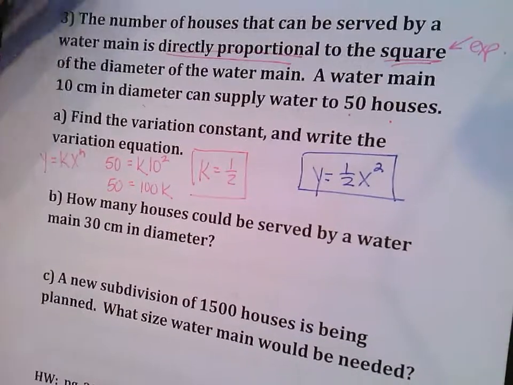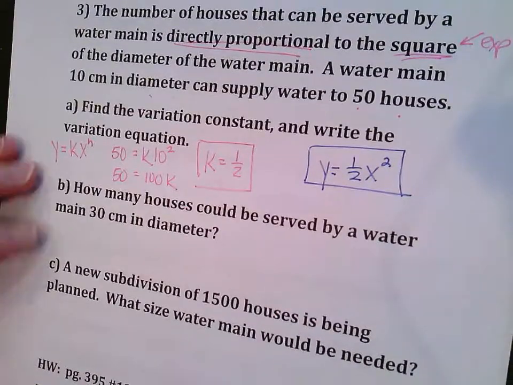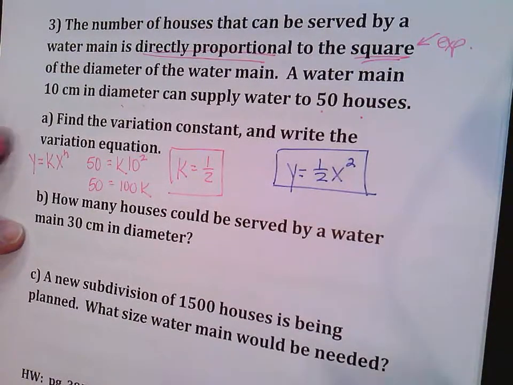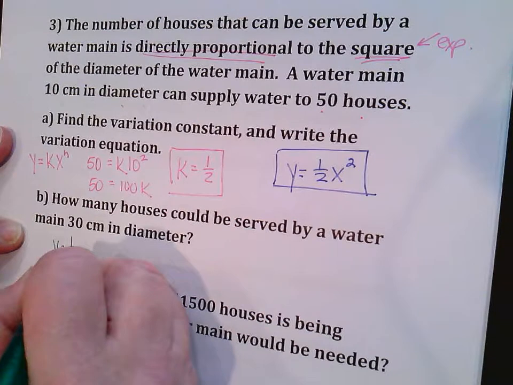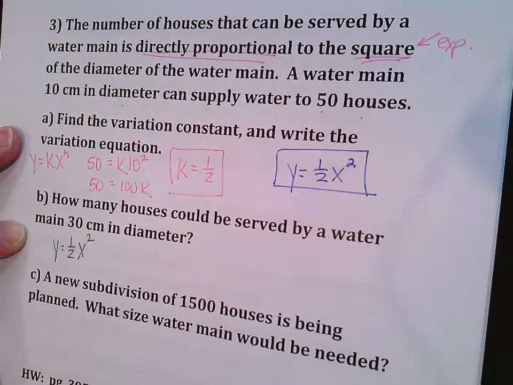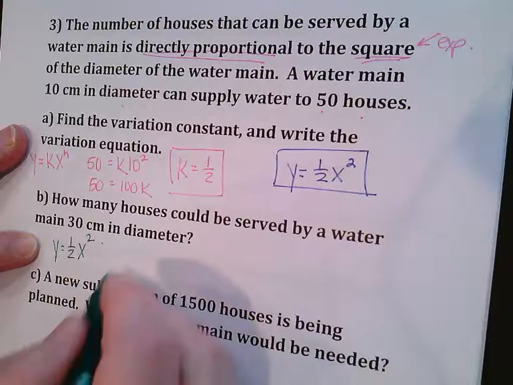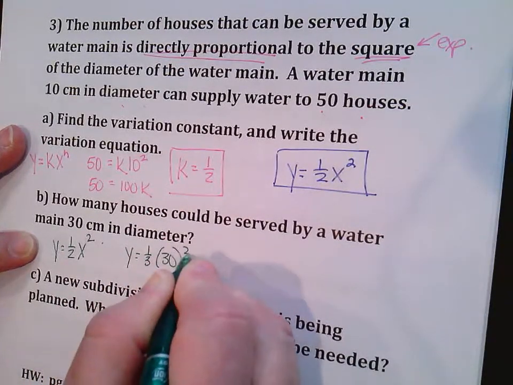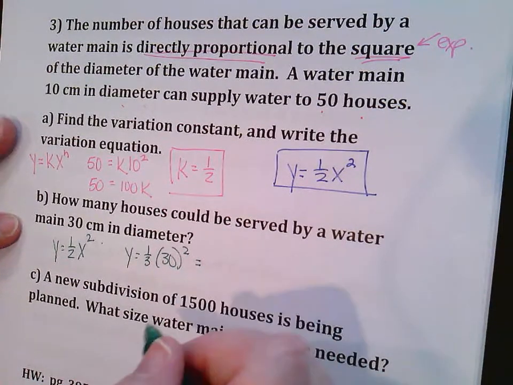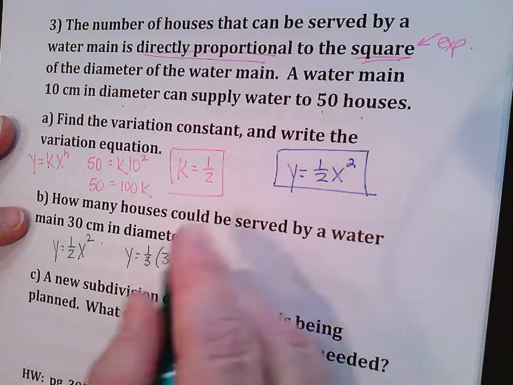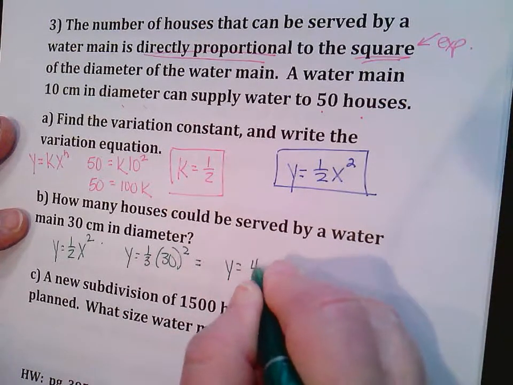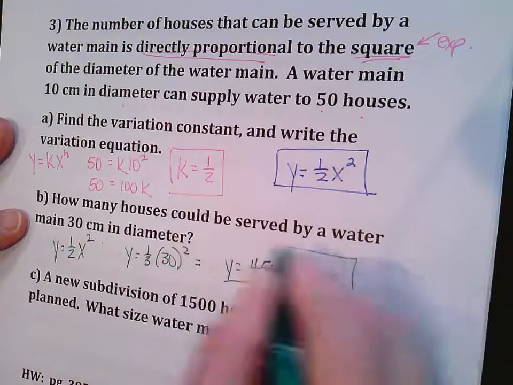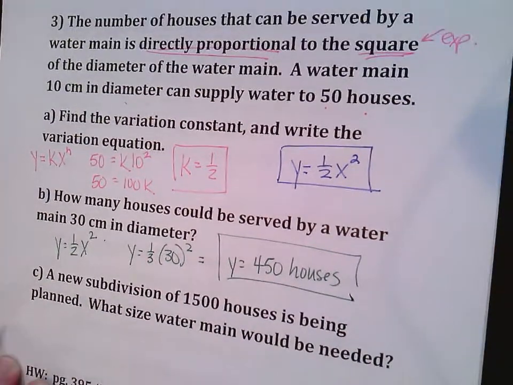So we've got a water main that's 30 centimeters in diameter. How many houses can that serve? Well, we're going to take our variation equation, which is y equals 1/2 x squared. Right, and I've got a 30 centimeter diameter, so that goes in for x. So I have y equals 1/2 times 30 squared. 30 squared is 900, and half of that is 450. So y is 450 houses. So if I've got a water main that's 30 centimeters in diameter, that will serve 450 houses.